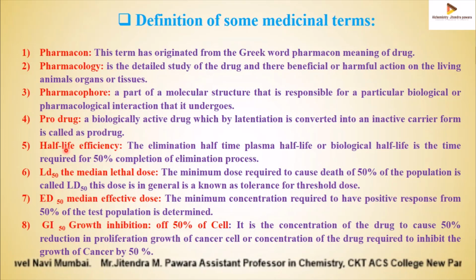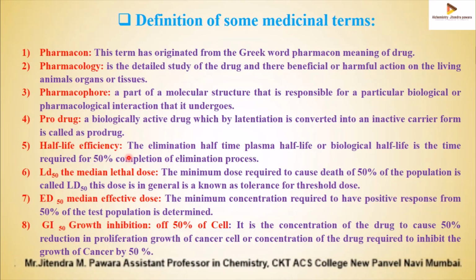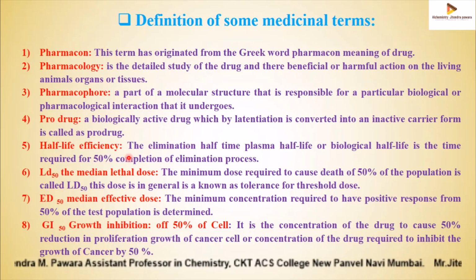Then the next term is half-life efficiency. So what is half-life efficiency? That we are going to learn in detail. Information about the pharmacokinetics, that is the time course of drug absorption, distribution and elimination, has an important role in understanding and planning of drug regime. Pharmacokinetics helps in the selection and adjustment of drug dose schedule. So by studying this pharmacokinetics, you can schedule the drug dose.